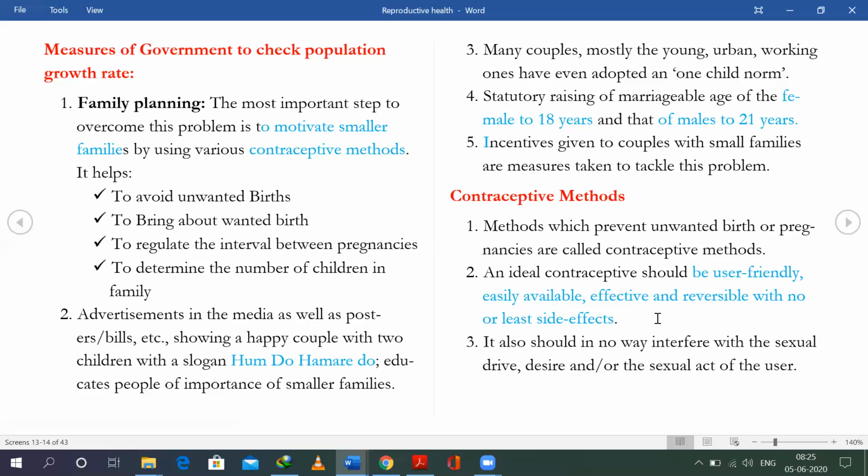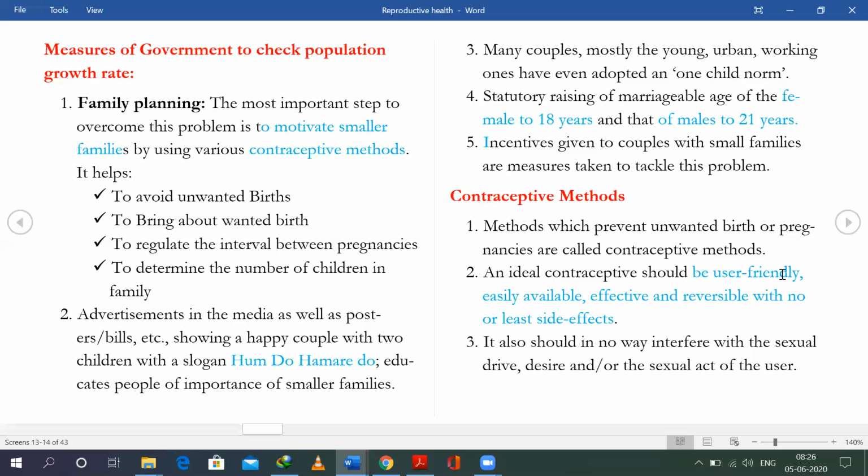And it has to be very effective, right? Effective means it should be able to do what the user wants it to do. If the user wants it to delay the pregnancy, it should be able to delay the pregnancy as long as the user requires. Only when it is effective will you be able to achieve that goal.